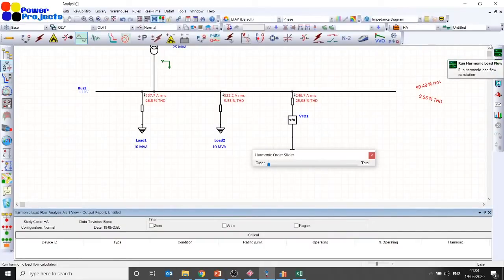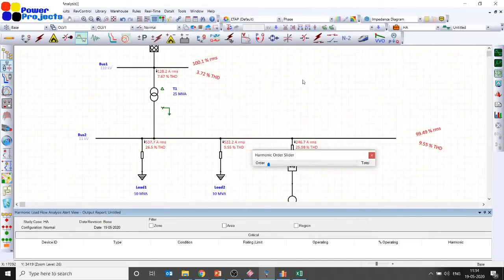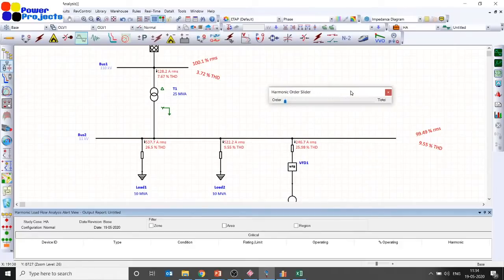Yes, so you can see your variable frequency drive injects about 25 percent total harmonic distortion. That's huge, and hence that will be having an impact on your total harmonic distortion at voltage as well as current at your point of coupling and all the voltages. So that's just a simple example.